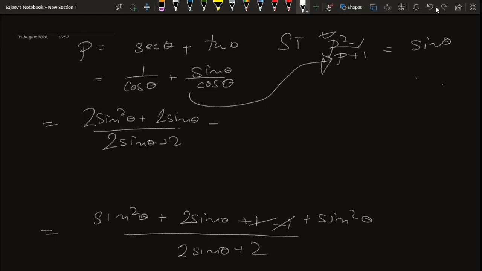Let me take 2 sin theta common in the numerator: 2 sin theta times (sin theta plus 1), by, let me take 2 common from the denominator, 2 times (sin theta plus 1), and these all cancel, we get sin theta.